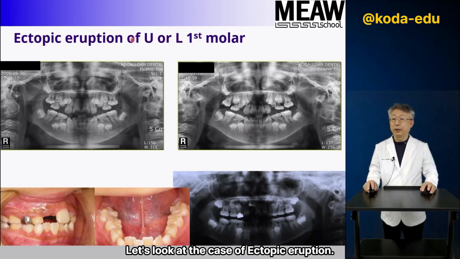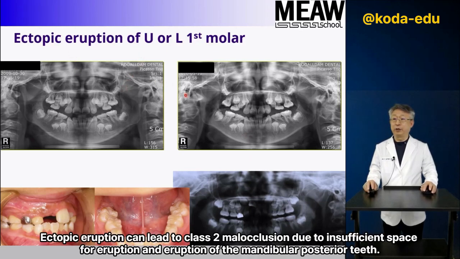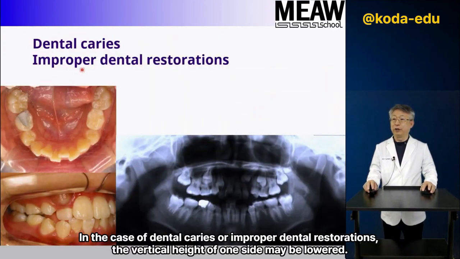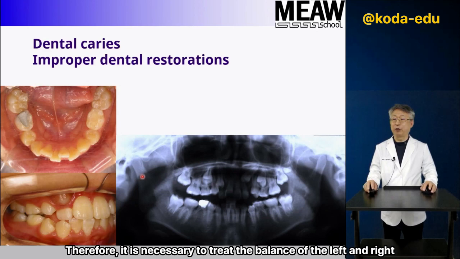Let's look at the case of ectopic eruption. Ectopic eruption can lead to Class 2 malocclusion due to insufficient space for eruption of the mandibular posterior teeth. In the case of dental caries or improper dental restorations, the vertical height of one side may be lowered. Therefore, it is necessary to treat the balance of the left and right.